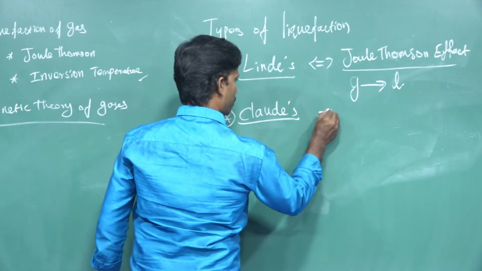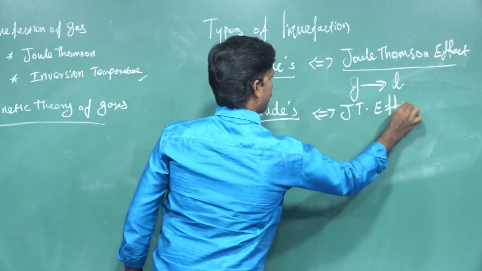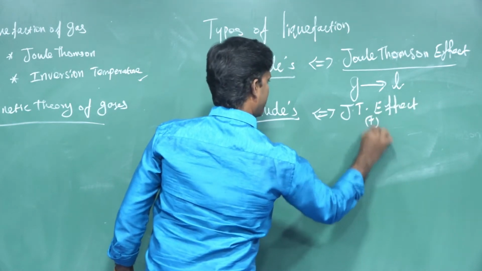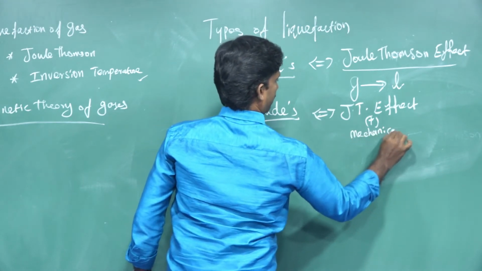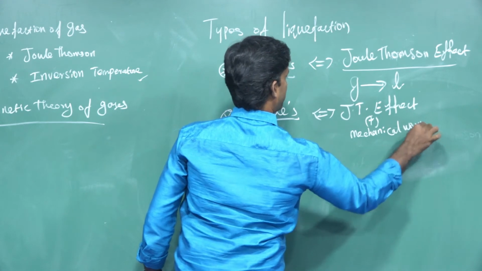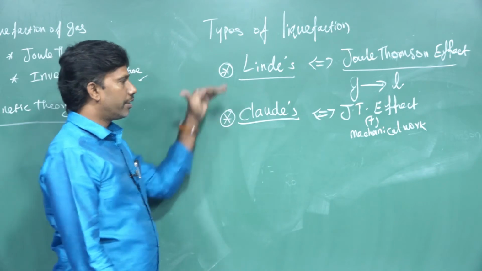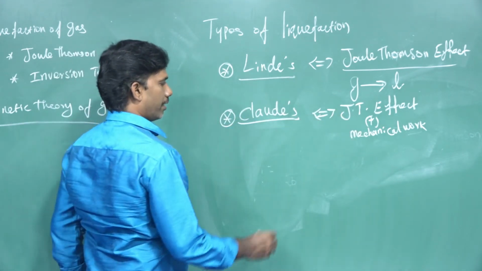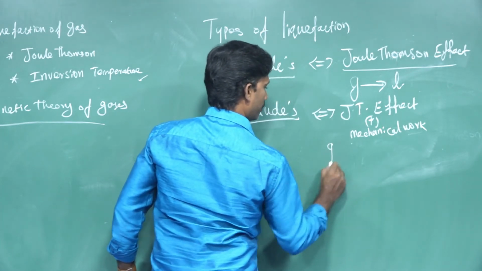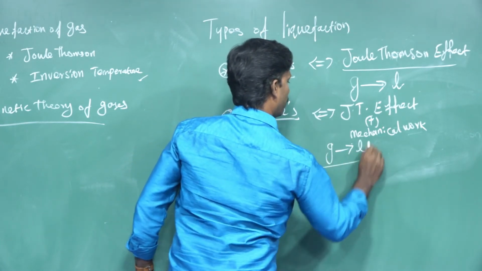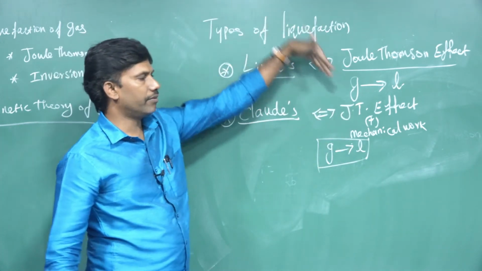Here also, this follows the Joule-Thomson effect. In addition to that, mechanical work is also added. In addition to the Joule-Thomson effect, mechanical work is added, so you can produce more liquid, gas to liquid, comparatively more than Linde's method. In this, all types of gases can be converted into liquid.